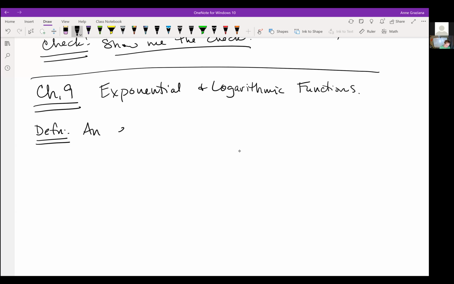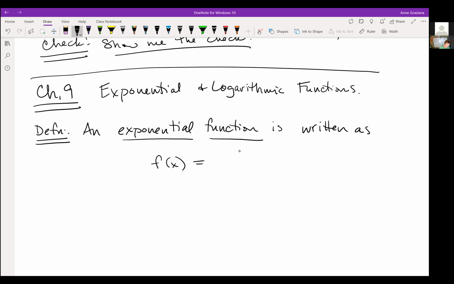An exponential function. I said e function, but exponential doesn't have to just be e. An exponential function is written as f of x equals a to the power of x, where a is the base, and it can't equal 1, and x is any real number.